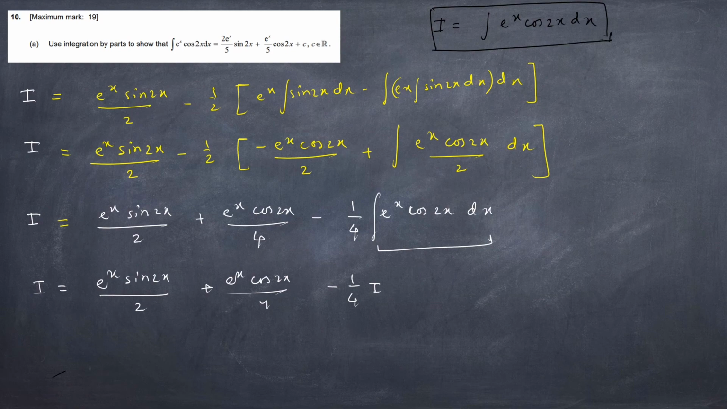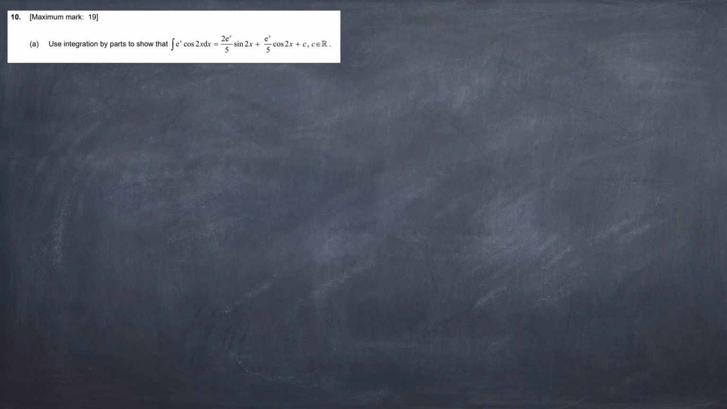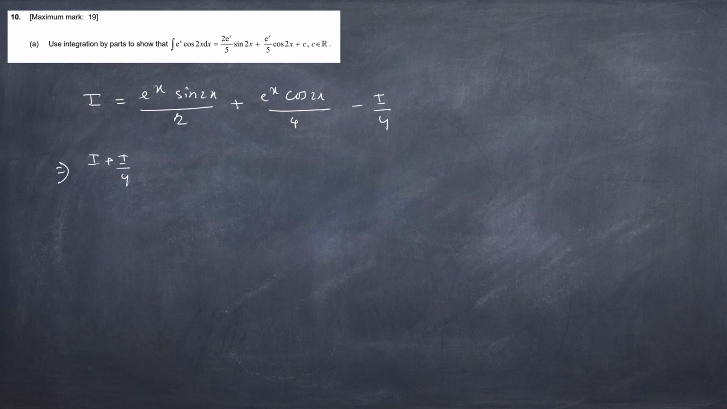So I is equal to e to the power x sine 2x divided by 2 plus e to the power x cos 2x divided by 4 minus 1 by 4 I. Now please see the next slide. So ultimately we have got this equation, that is I equals e to the power x sine 2x divided by 2 plus e to the power x cos 2x divided by 4 minus I by 4. So ultimately now we can write I plus I by 4 is equal to e to the power x sine 2x divided by 2 plus e to the power x cos 2x divided by 4.